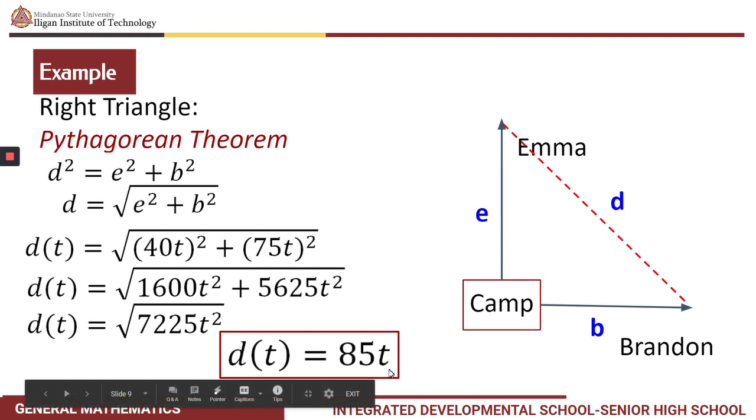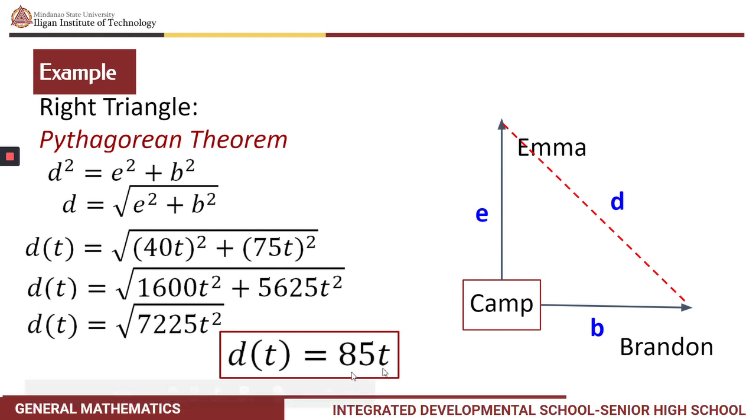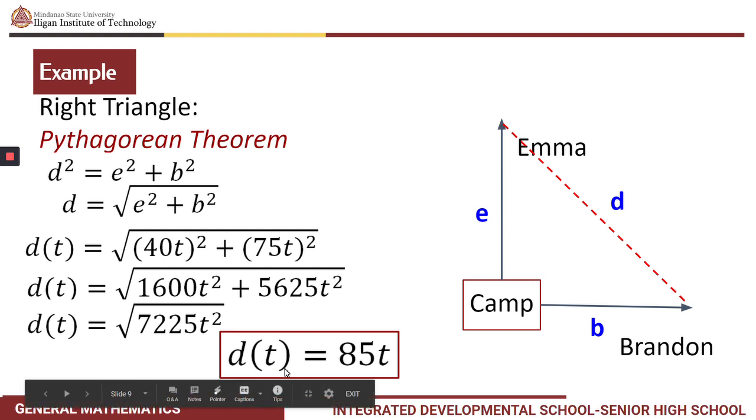number of hours Emma and Brandon are driving, and d of t is the distance between Emma's car and Brandon's car. So you will use this representation, or function. So if you're asked, let's say, what's the distance between Emma's car and Brandon's car after 5 hours, you'll just have to replace t with 5. So easy, diba? If you have this, you can solve it directly. So that's the essence of functions as mathematical models.